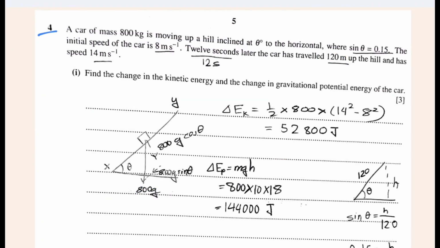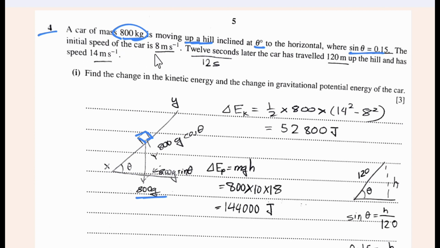In question number 4, a car of mass 800 kg is moving up a hill. Since it is moving up a hill, that means it is moving up a slope, and here is our car. We have been given its mass, so this is the weight, that is 800 g, where g is the gravitational field strength, and the hill is inclined at an angle theta to the horizontal, where we have been given the value of sin theta.